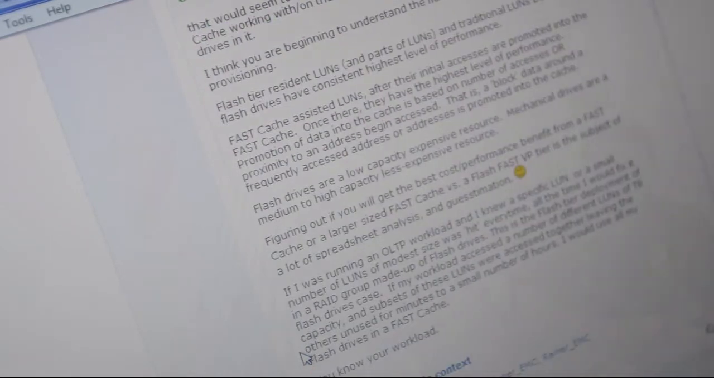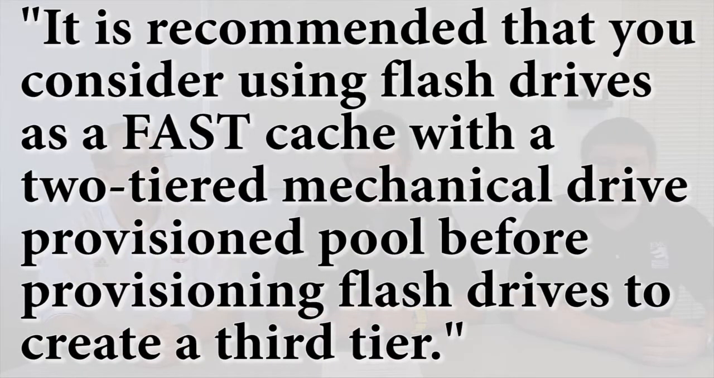Exactly true, Sean. So a customer was asking about the wording in one of our fast cache papers. It says, it is recommended that you consider using flash drives as a fast cache with a two-tiered mechanical drive provision pool before provisioning flash drives to create a third tier. Now that's pretty hard wording, so we're going to let Mike demystify that for us.